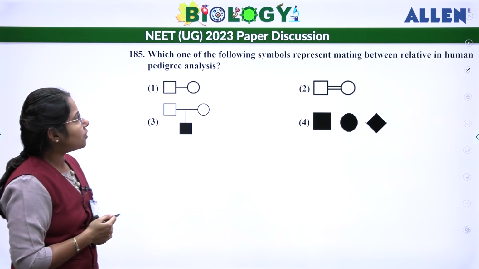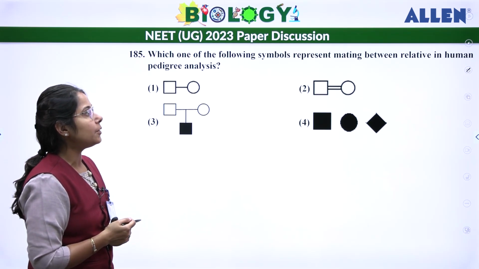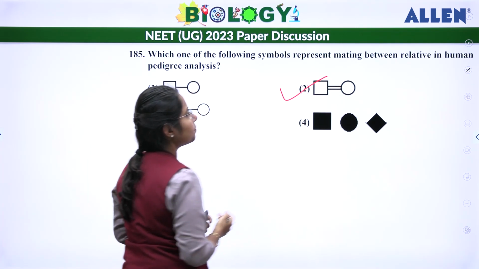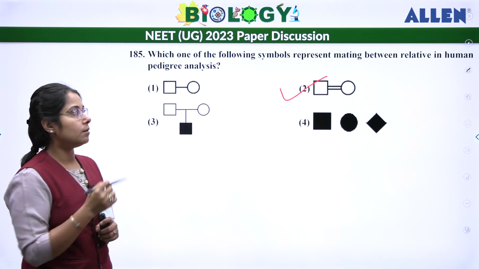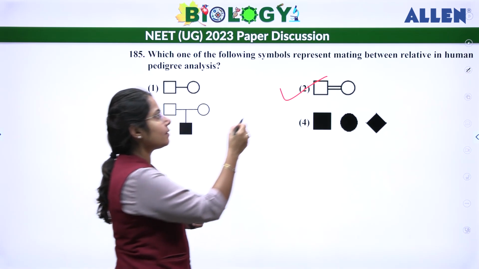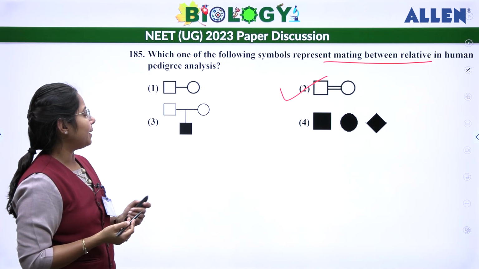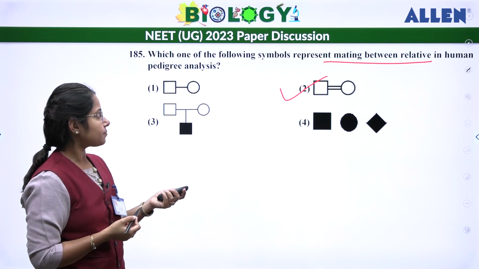Next, which of the following symbols represents mating between relatives in human pedigree analysis? That will be this symbol. This symbol is used to represent the mating between relatives in human pedigree analysis.